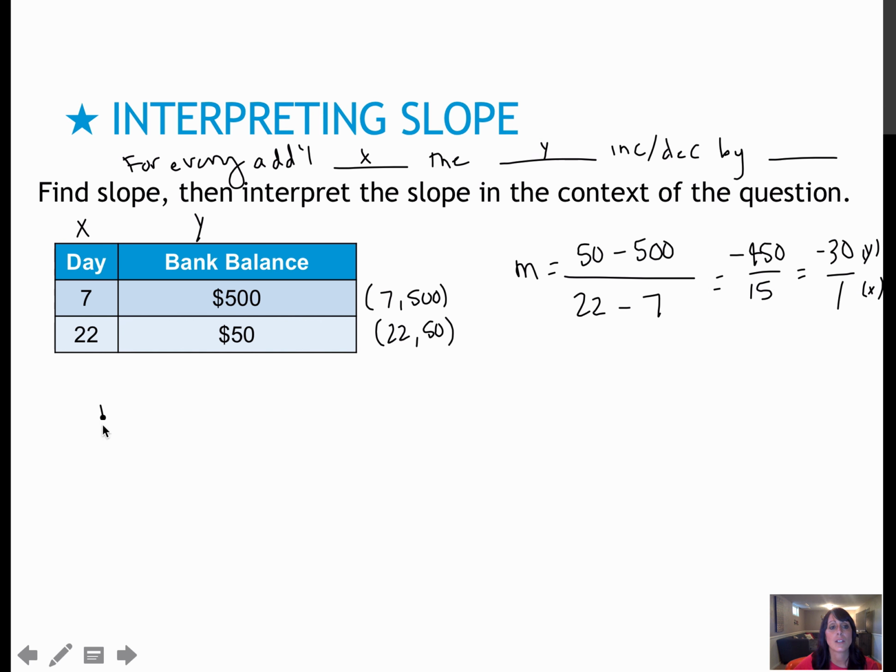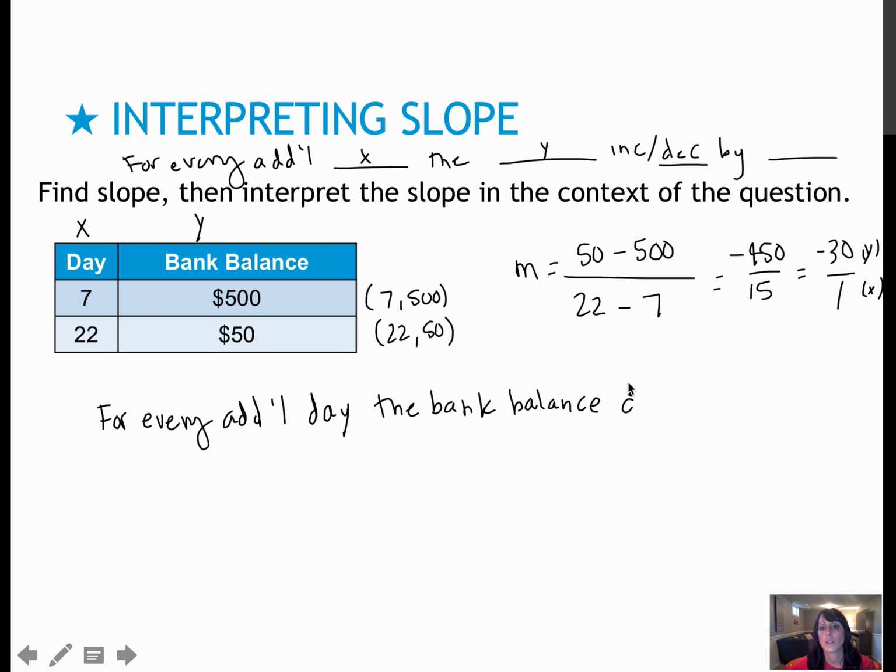So what that means is for every additional, and then what does x stand for? Day. For every additional day, what does y stand for? Bank balance. So for every additional day, the bank balance, and then what's happening to the bank balance? It's decreasing by 30. So decreases by $30. So that's the interpretation. For every additional 1 day, the bank balance, which is the y value, decreases by $30.